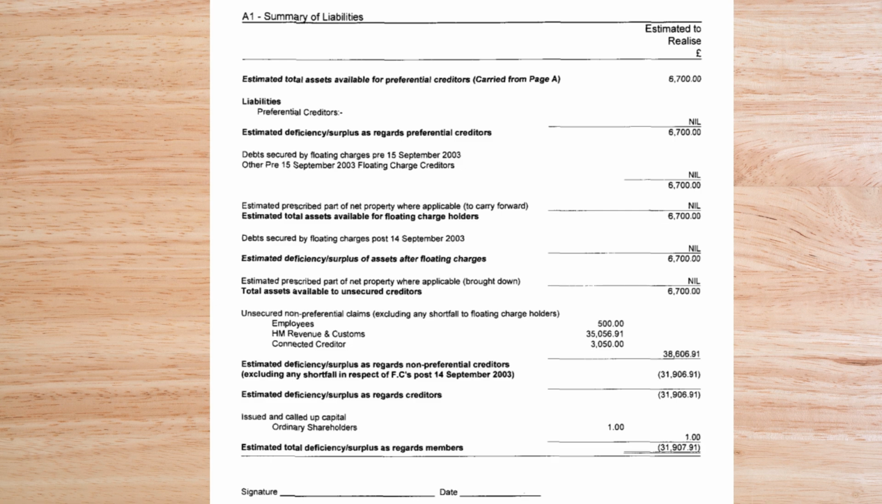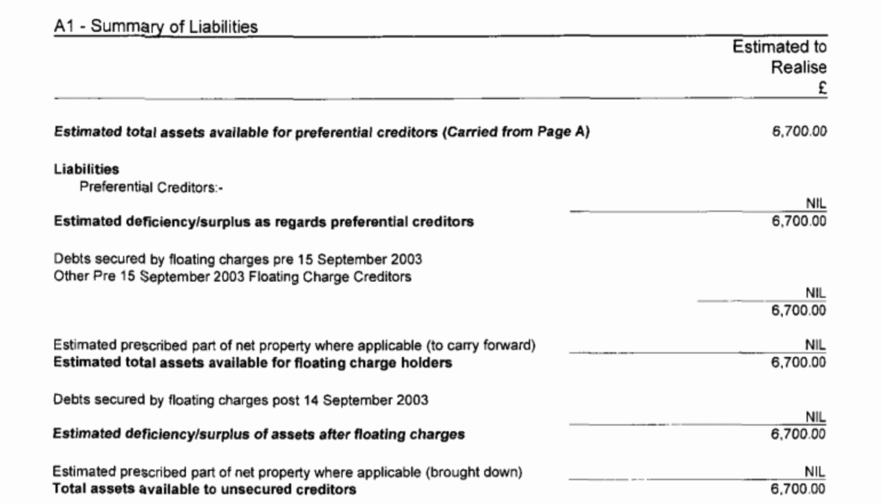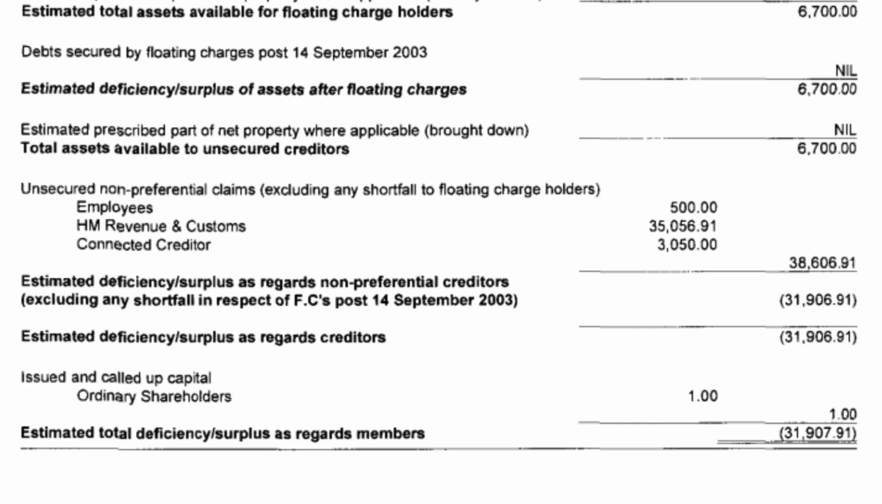And so moving on to the liabilities page, we can see at the top that 6,700 estimate for the assets has been brought forward from the assets page, and that gives us our starting figure. There are no preferential creditors in this case. There are no floating charge holders in this case, and therefore total assets available for the unsecured creditors are £6,700. We have a little look at those unsecured creditors there. We've got some employees. That must either be for redundancy or notice pay. HM Revenue and Customs, 35,000, that's the bulk of the debt, and then there's a connected creditor.